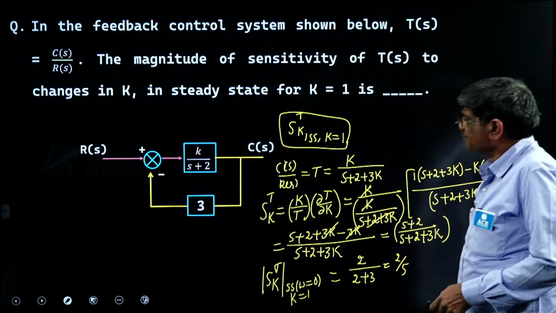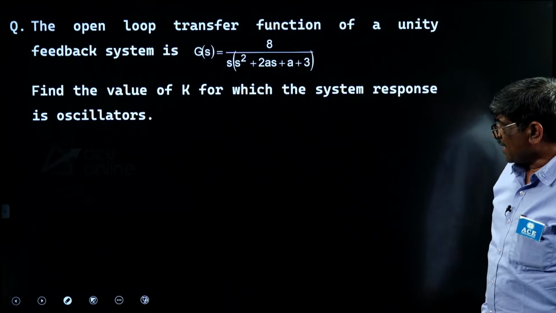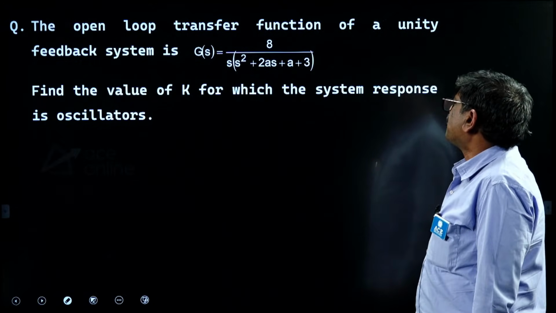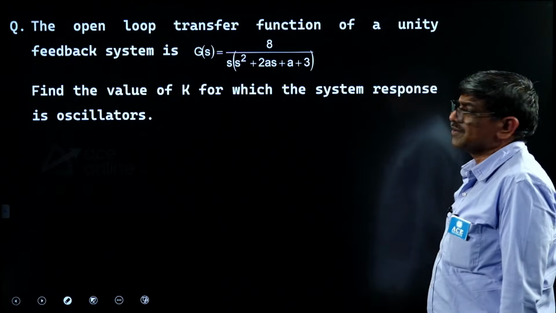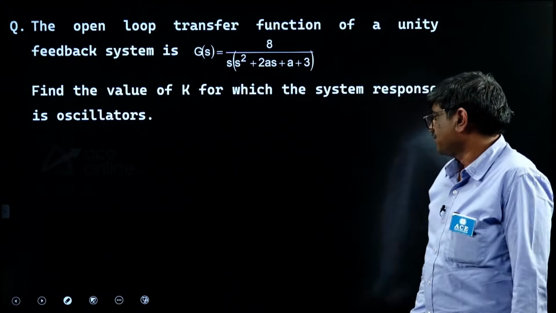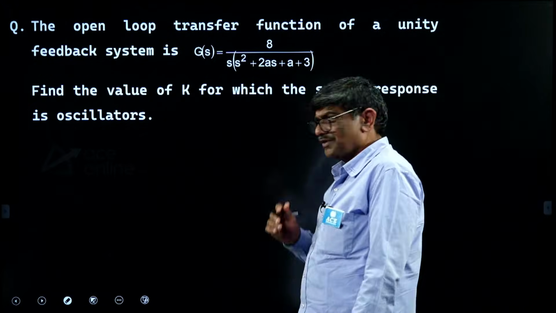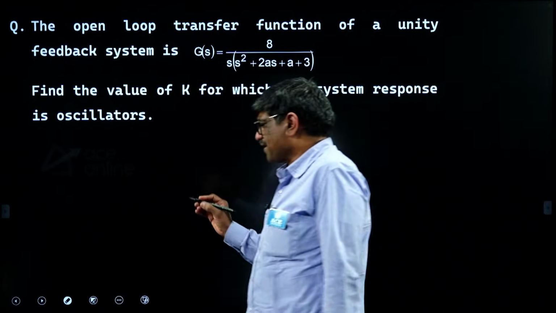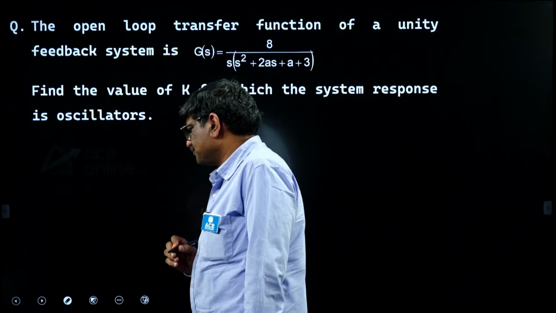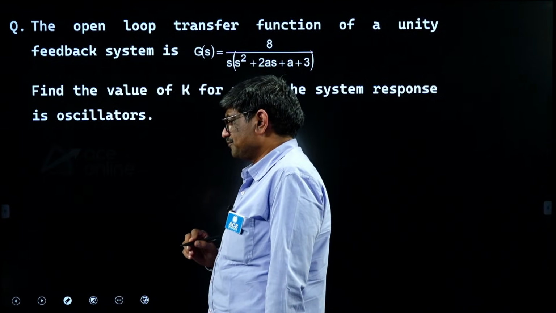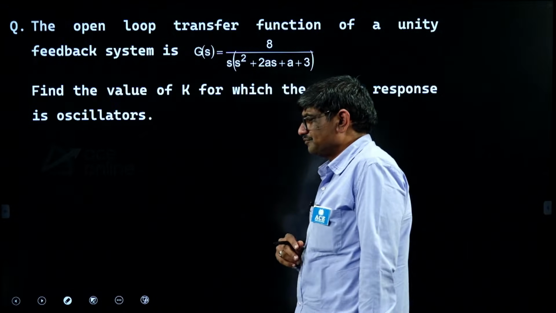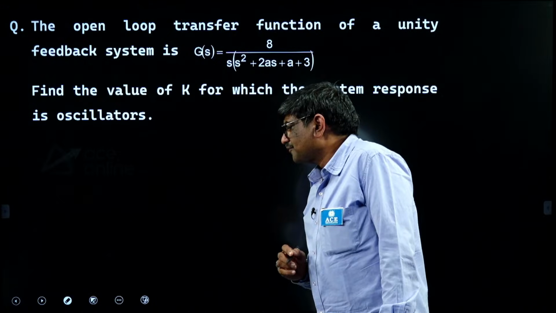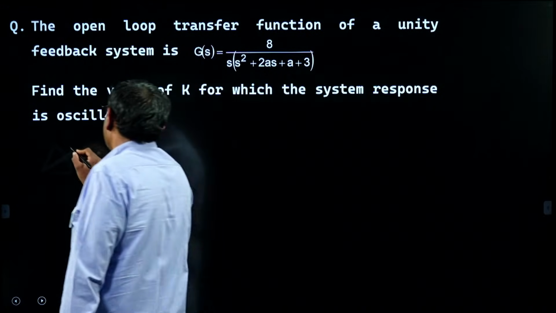Next question. The open loop transfer function of a unity feedback system is given. Find the value of K for which the system response is oscillatory. Anybody answer? Oscillatory means marginally stable. So, use the marginal stability condition.